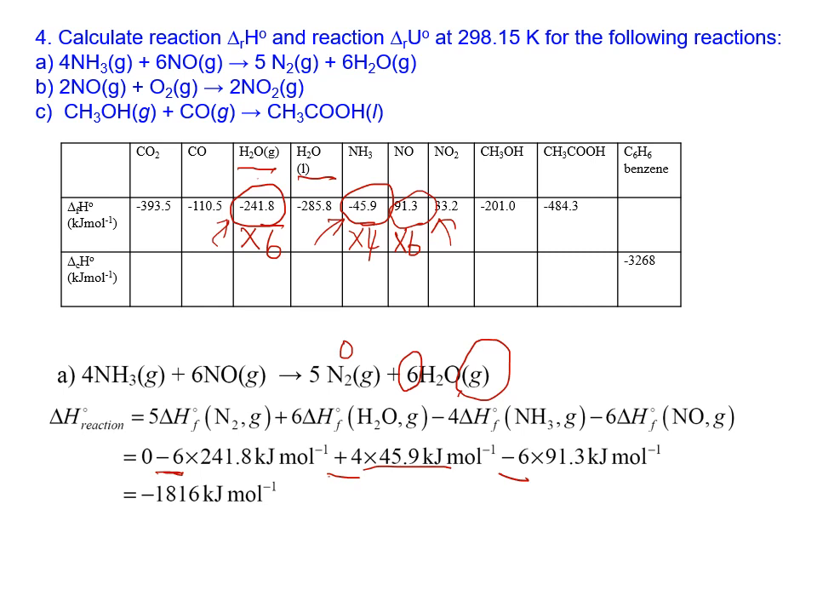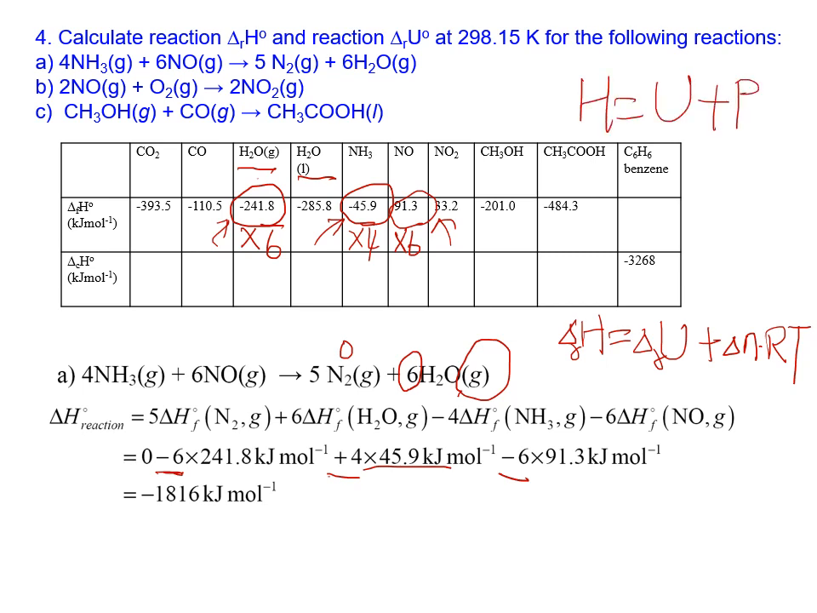And the answer is negative 1,816 kilojoule per mole. Now next, in order to calculate delta U, you should remember the equation: delta H, reaction enthalpy, should equal delta U, reaction internal energy, plus delta N times RT. Now if you don't remember which one is left side, which one is right side, you should remember this: H equals U plus PV. So delta H equals delta U plus delta PV, which is delta nRT.